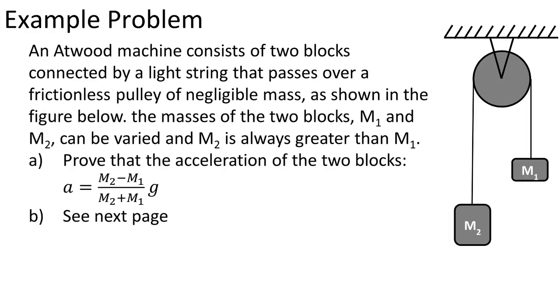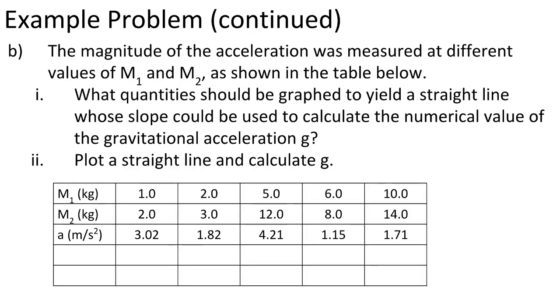So a typical problem of an Atwood machine gives you M1 and M2, and this question specifically is broken into two parts. The first part is to mathematically prove that the acceleration of the two blocks is equal to (M2 minus M1) times g over (M2 plus M1). And the second part is to do an experiment. You are given experimental values and asked which quantities should be graphed to yield a straight line whose slope could be used to find g, and to plot a straight line and calculate g.